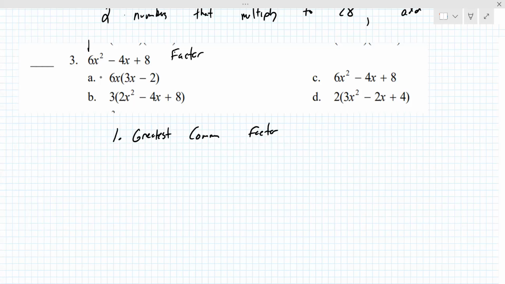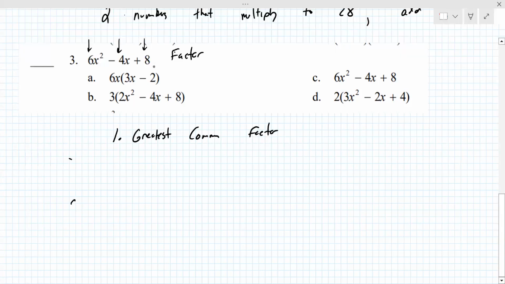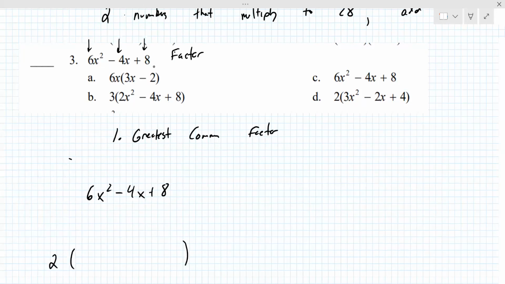Is there a number that goes into 6, -4, and 8? 2. Okay. So notice if we factor a 2 out, actually, I need to rewrite it here because I want to show you the GCF factoring. So if you put a 2 on the outside, what goes on the inside parentheses comes from dividing each of these by 2. What would that be?